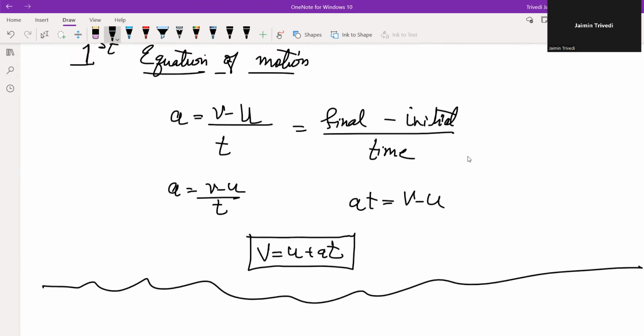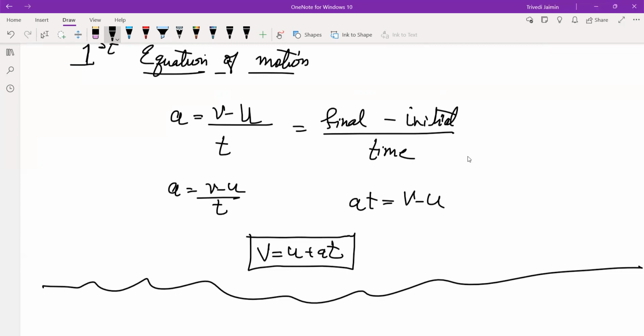Okay, everyone did this one? Should I scroll? So v equals u plus at: final equals initial plus acceleration into time. You know one thing, if you observe this, a into t is also a velocity. So we can add those quantities which have the same units. Remember one thing, keep in mind: we can add and subtract only those quantities which have the same unit, but we can multiply and divide any quantity. See here, we are adding this.